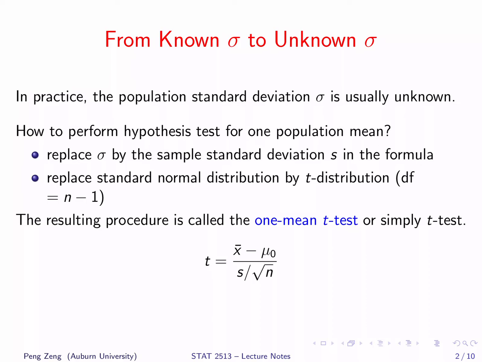Recall what we did when discussing confidence intervals for mean with unknown sigma. It is very similar. First, we replace sigma by the sample standard deviation S when computing the test statistic. Next, make sure to replace the standard normal distribution by t-distribution with n-1 degrees of freedom. The resulting procedure is called the one-mean t-test or simply t-test. The test statistic is t equals x bar minus mu0 divided by sigma over square root n.